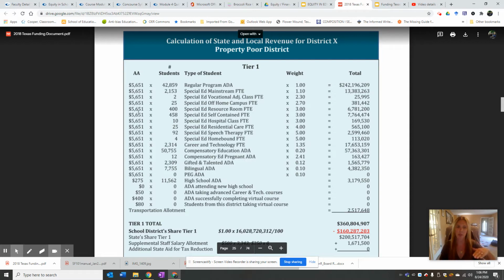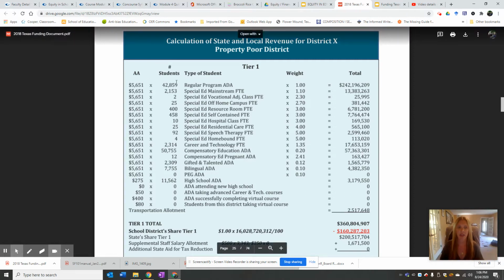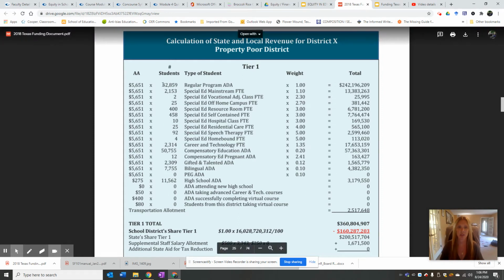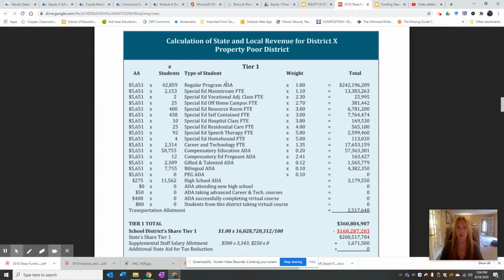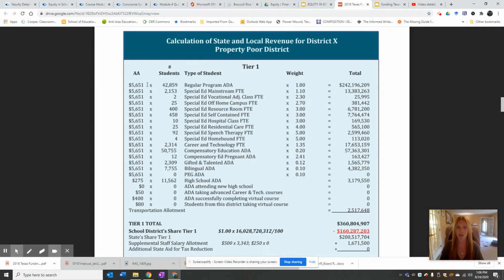So that's that base of about 5,100, and then they're going to add some of those multipliers like mid-sized district, your cost of education index, etc. So based on that average daily attendance, they're looking at how many students are in each one of these programs. So for this particular district, they have 42,000 students in the regular program. So you'll notice that it's just going to be that one-way multiplier. So it's that 42,000 times this amount.